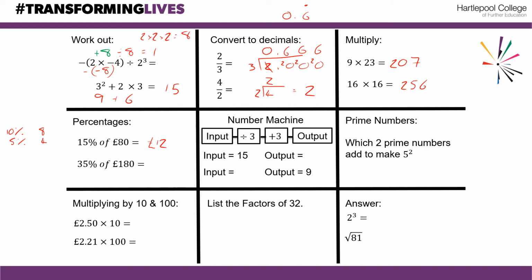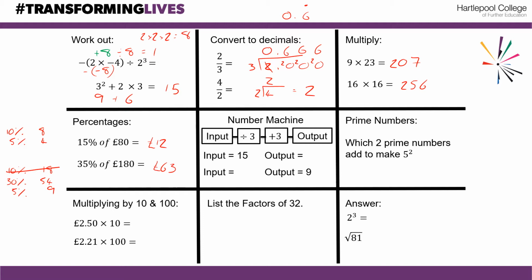Same sort of process for 35%. So again, start with 10%, and 10% of 180 is 18, which means 30% must be 3 lots of 18, which is 54, and then we want 5%. Remember, 5% is half of 10%, which is 18, so half of 18 is 9. So really, we don't want the 10% anymore, we just want to add the 30 and the 5%, 54 add 9 is 63, so £63.